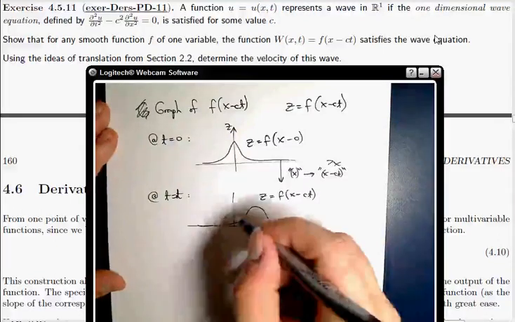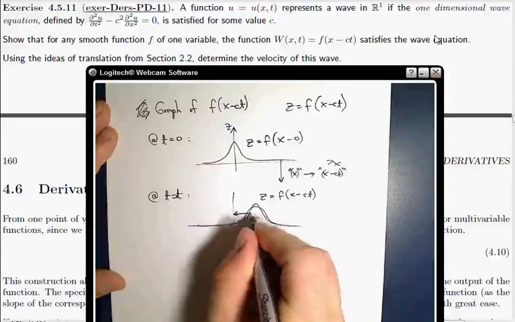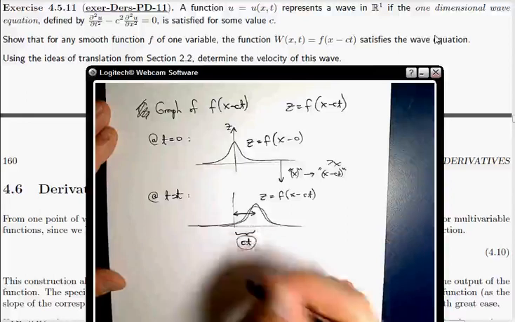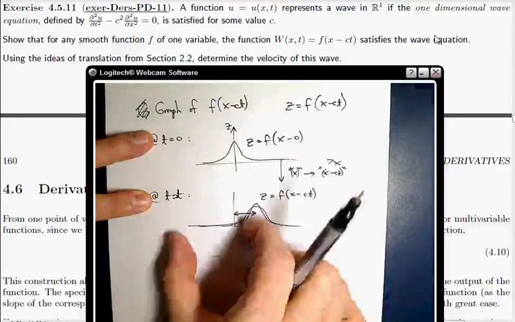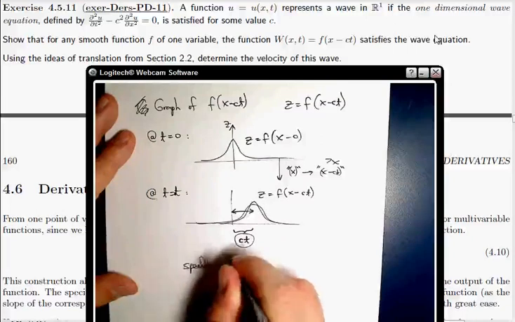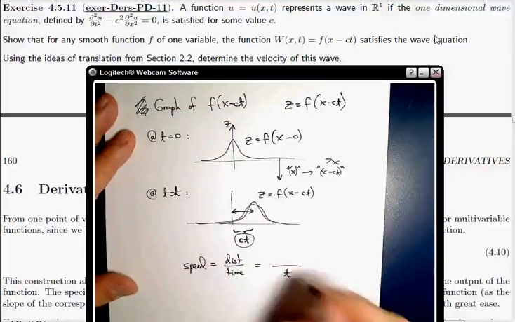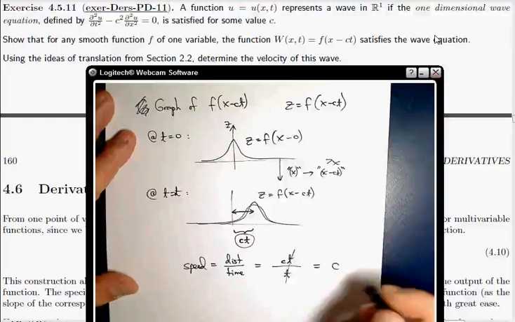Oh, that was terrible. This is supposed to be pointy like the other one. Sorry. So this has been shifted over, and that distance is ct. Is everybody with me on that? Okay. So what that means is that in an amount of time t, this wave has slid over to the right by a distance of ct, and so the speed, being distance divided by time, is ct over t, and so the speed is c.